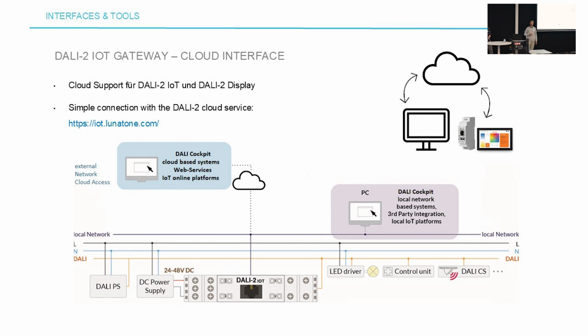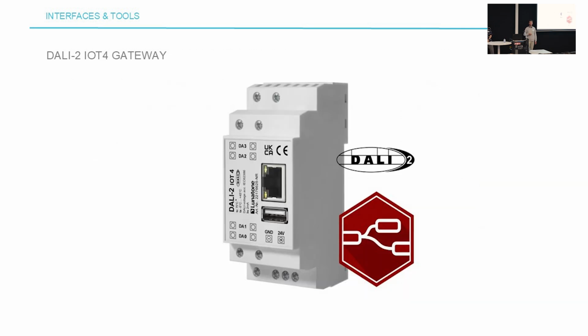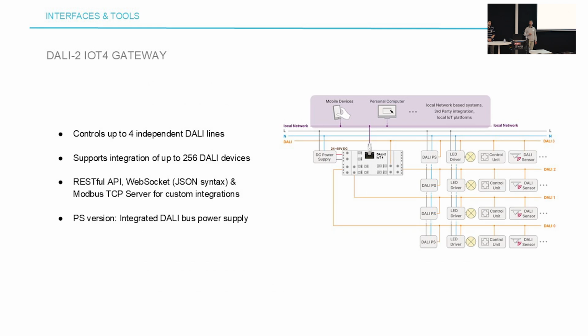The bigger brother of these devices is the DALI 2 IoT 4 gateway. This device features 4 DALI lines. It has also the full JSON syntax, API, WebSocket, and also adds in Node-RED, all in one device. It even features a TCP Modbus server for industrial applications. This device can control up to 4 DALI lines. Here also DALI commands can be passed from one line to another, so you have a more flexible bus system. Each of these lines needs its own DALI PS to function.